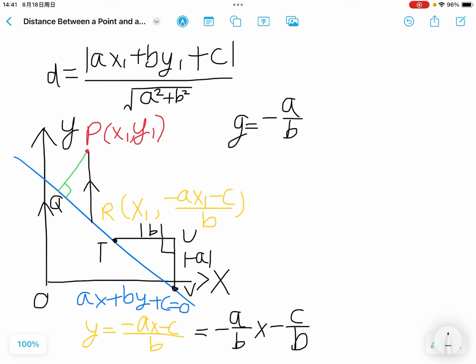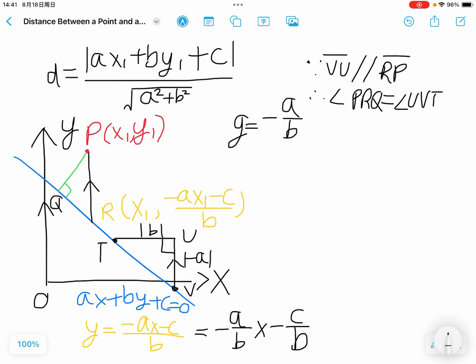How's this helpful? Well, we realized that we can use transversal lines, so we have to try and use the geometry aspect of this thing. Although it's in the coordinate plane and it sounds more like algebraic things, if you use algebra, you're going to spend way longer proving this formula than when you use geometry. Using geometry, we know that VU is parallel to RP. That's kind of obvious. Okay, so because they're parallel, we know that angle PRQ is equal to angle UVT.